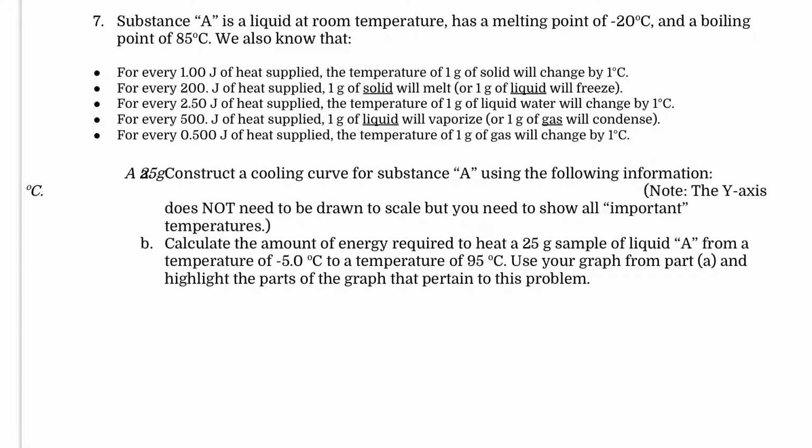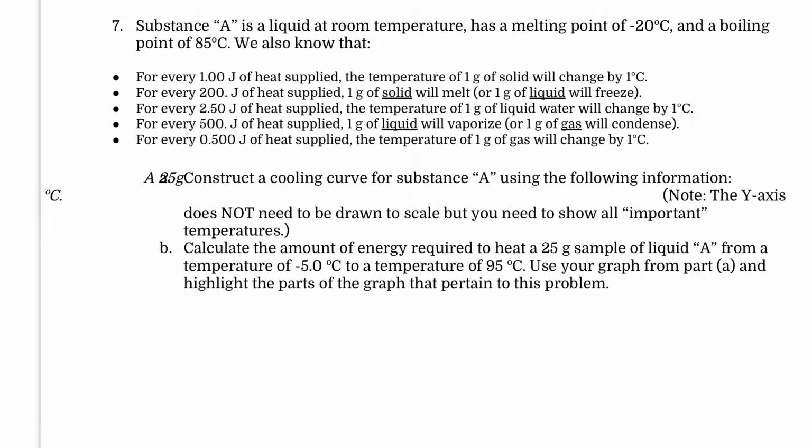Okay, I'm going to skip ahead to number 7. Number 7 says substance A is a liquid at room temperature, which we know is about 20 degrees Celsius. It has a melting point of negative 20, so it's the point at which it melts, and a boiling point of 85 degrees Celsius. And here's a bunch of other stuff we know. They want us to construct a cooling curve.